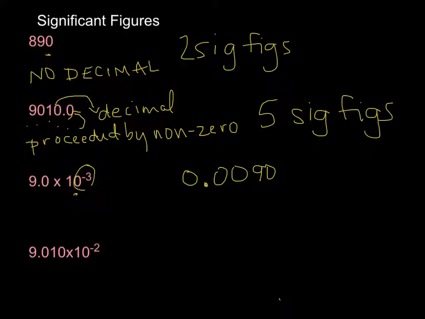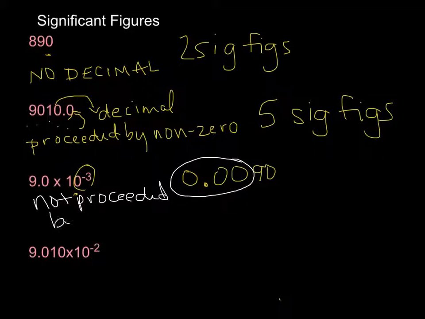How many sig figs are in this number? 2. Those of you that are saying 2, how did you arrive at that? What is significant and why? Are these 3 zeros here in front significant? Why not? Because there's not another non-zero. They're not preceded by non-zeros.